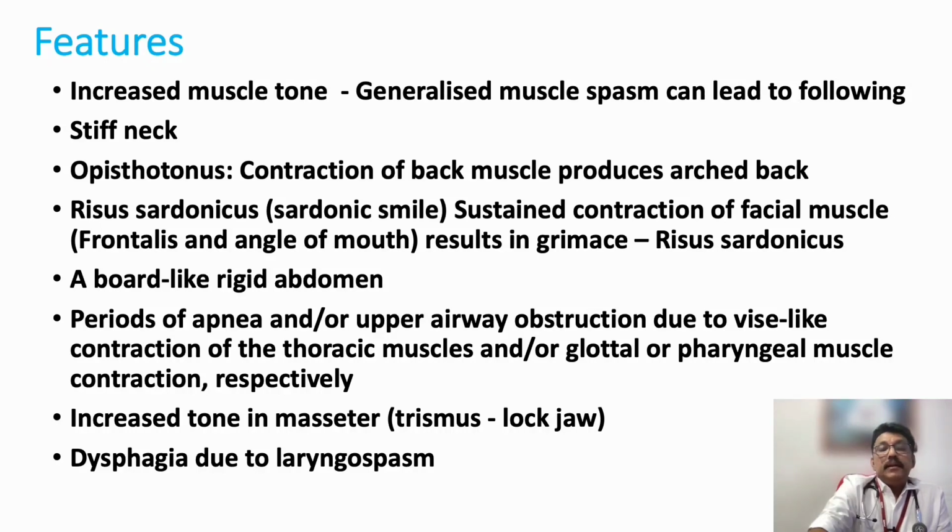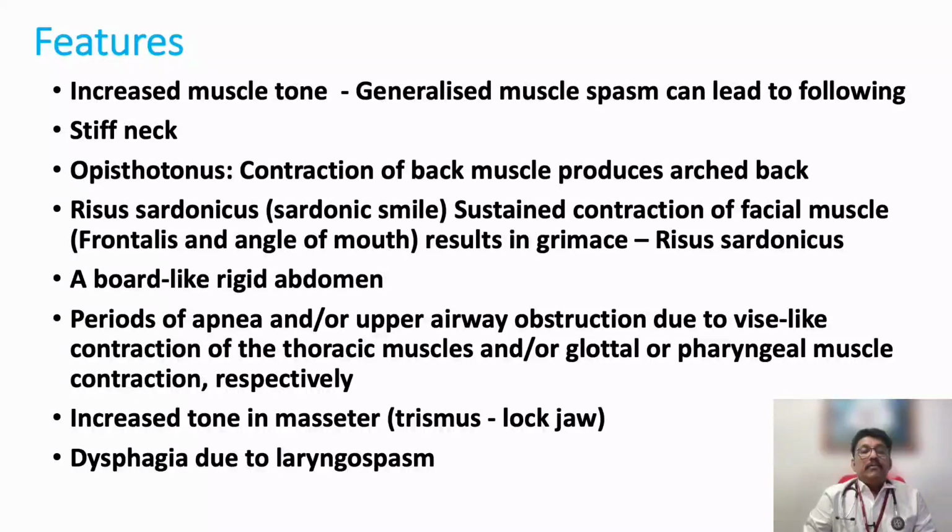Now we can see the clinical features of tetanus. Generally, it produces increased muscle tone in all groups of muscles. That produces generalized muscle spasm, neck stiffness, opisthotonus, that is contraction of back muscles producing an arched back, and risus sardonicus or sardonic smile, sustained contraction of facial muscles, frontalis and angle of mouth contracted. That results in the risus sardonicus grimace. Board-like rigid abdomen is another important feature. When we examine the patient's abdomen, you can see generalized rigidity.